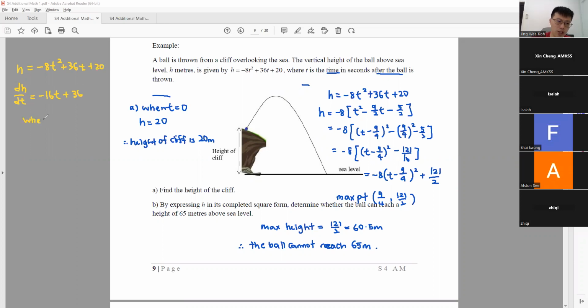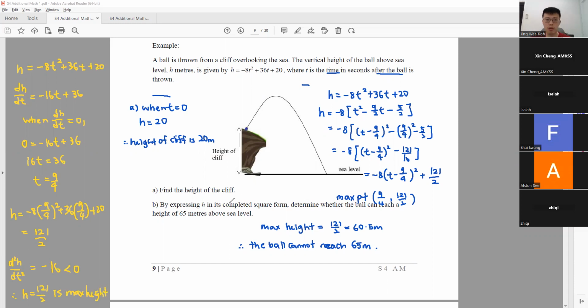So when dh/dt equals 0, this is to find maximum or minimum. So I know that 0 equals negative 16t plus 36. 16t equals 36, t equals 9 over 4. So I sub it back into my h. You will get your 121 over 2. Okay, how do you prove that it's maximum? Differentiate your dh/dt again, you get negative 16, less than 0. Therefore, h equals 121 over 2 is the maximum height.